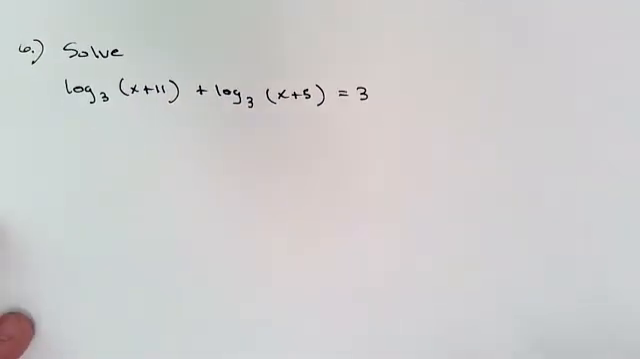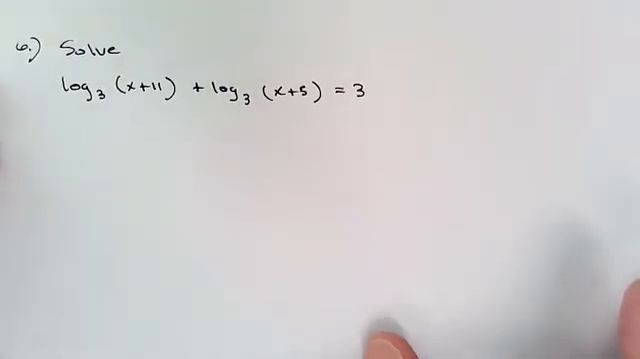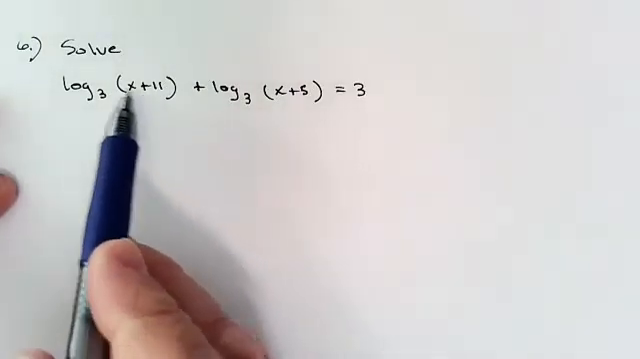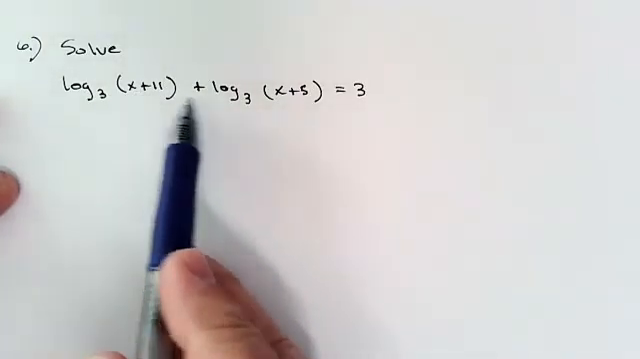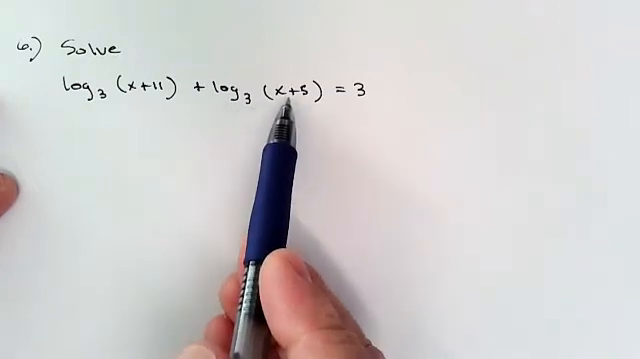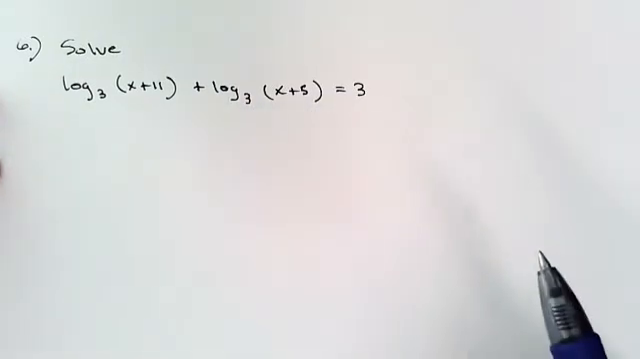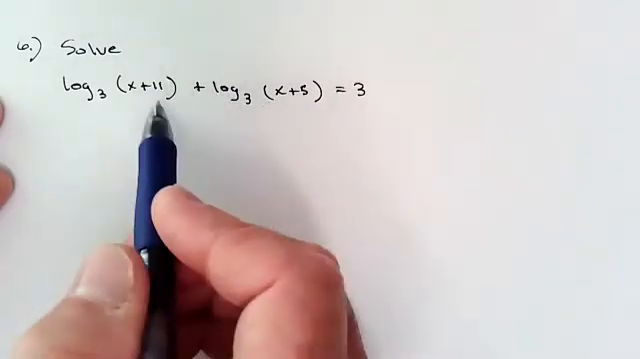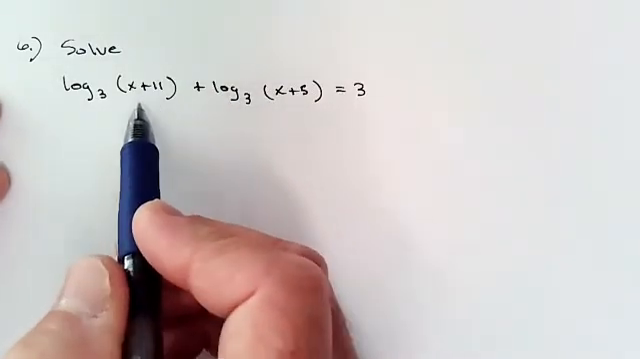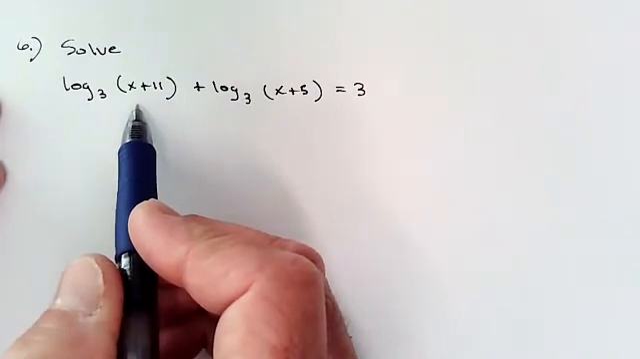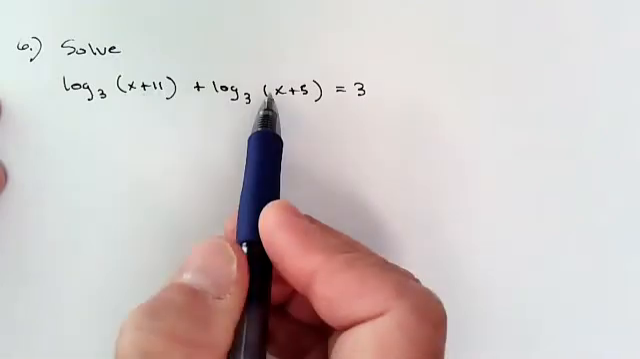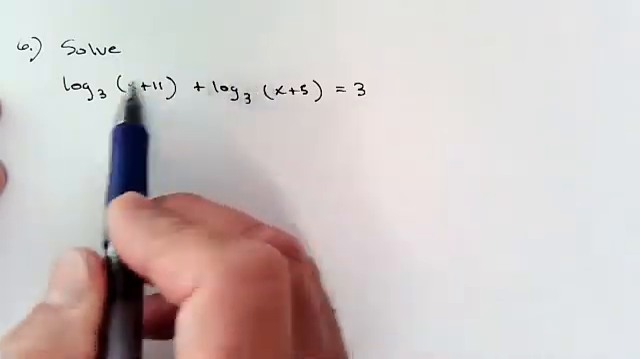Another thing we can do with these log properties is solve some equations that we couldn't have done before knowing these properties. So here we want to find the log base 3 of x plus 11 plus the log base 3 of x plus 5 equals 3, and we want to solve that for x. My first step here, normally what do I tell you? I tell you, if you get stuck on a log problem, put it in exponential form. The problem here is we don't have a log problem, we have 2 log problems, right?